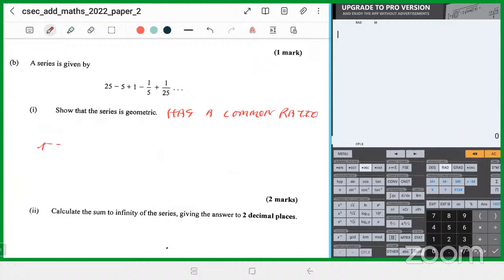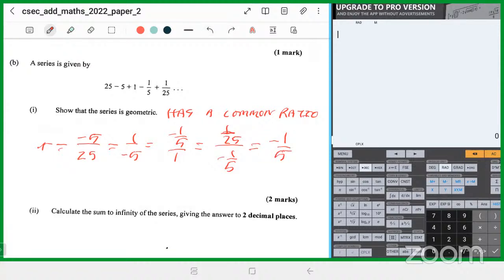R, which is equal to minus 5/25. That's the second term divided by the first term. 1/-5, that's the third term divided by the second term. Minus 1/5 over 1, that's the fourth term divided by the third term. Or 1/25 over minus 1/5, that's the fifth term divided by the fourth term, which all works out to minus 1/5. So it has a common ratio. Show them that. That's why it is a GP, because every term divided by the preceding term comes out to the same value.